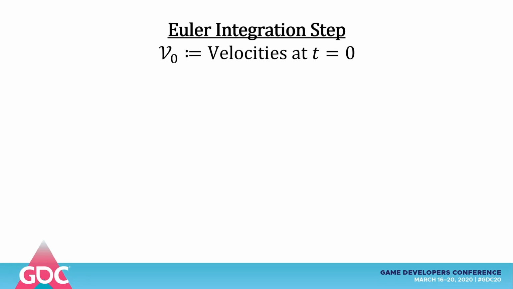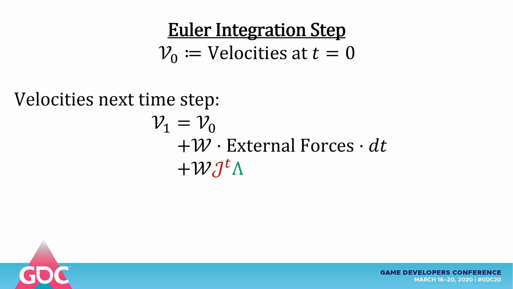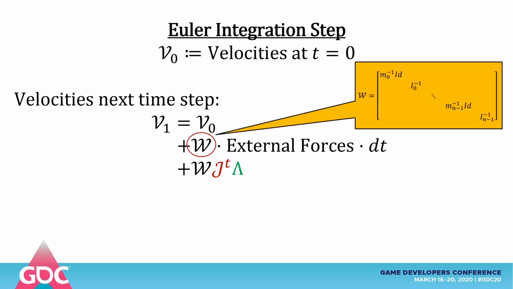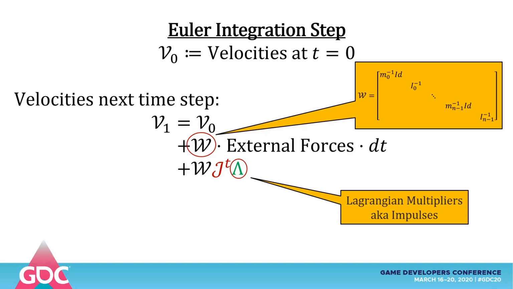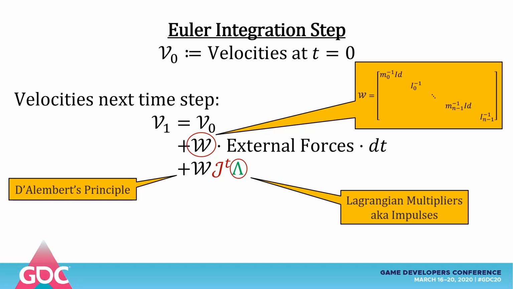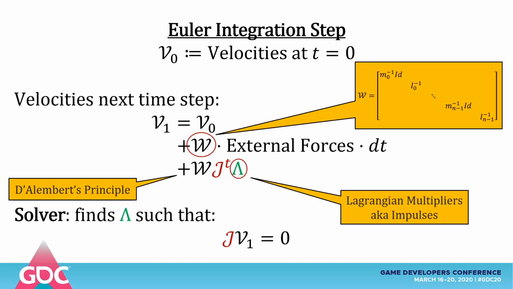We have the velocities at time 0, and using the Euler integration step, the velocities at time dt are given by this equation. It involves the inverse mass matrix, which is a block diagonal matrix with inverse masses and inverse inertia matrices on the diagonal, and the Lagrangian multipliers, also called the constraint impulses. This last term comes from D'Alembert's principle. It adds the internal forces of the constraints, and these internal forces must be such that the resulting velocities produce no motion in the constraint space.